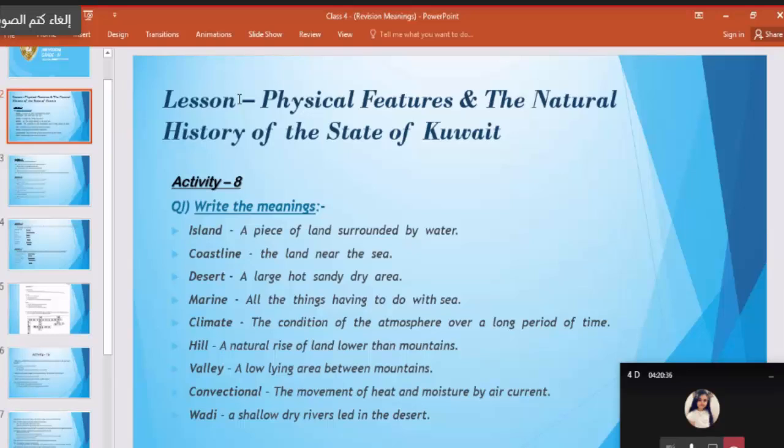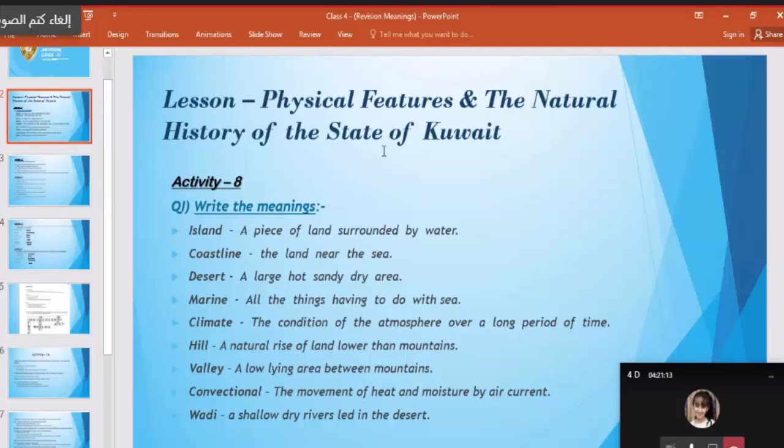Now, if you have the reader book, please open it, my dear. Page number 13, Chapter 1. And the lesson name is The Physical Features and the Natural History of the State of Kuwait. Page number 13, my dear. Section 1, you have location. Starting from location, you have the map. Location of Kuwait in the world, okay? From there. You got it, my dear?